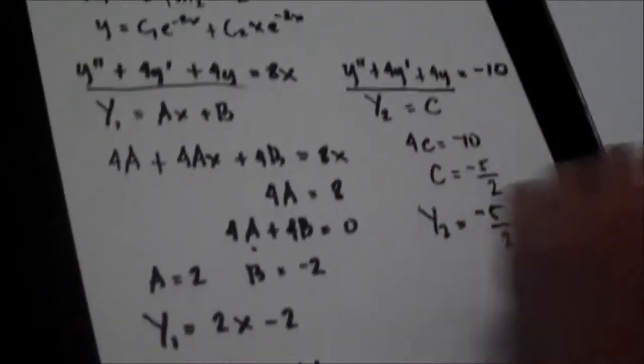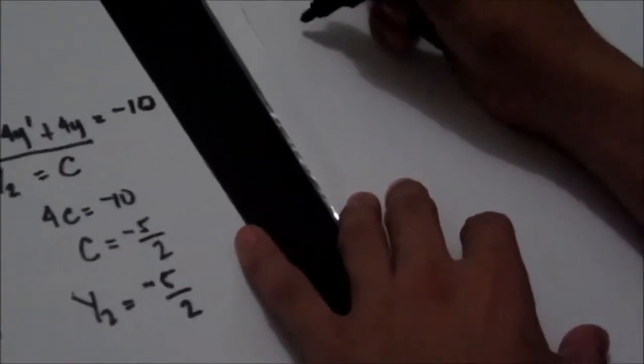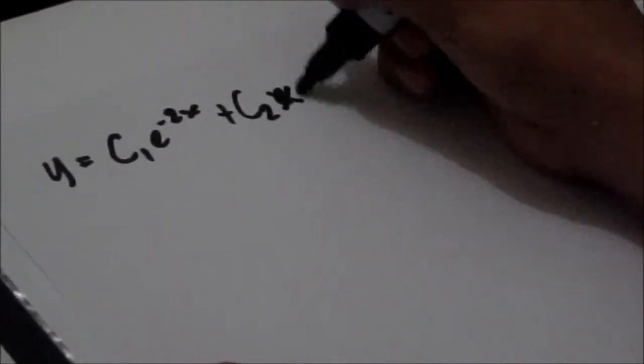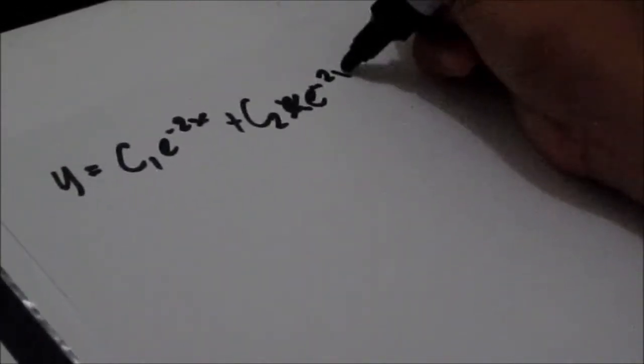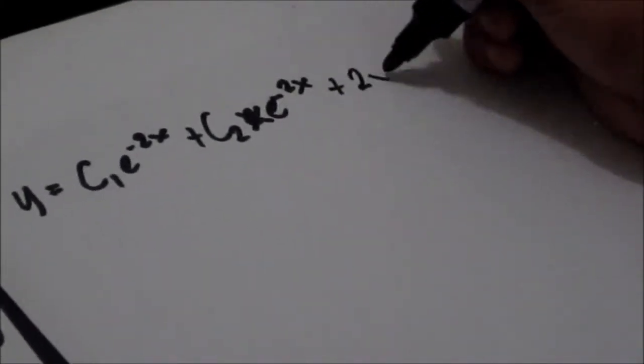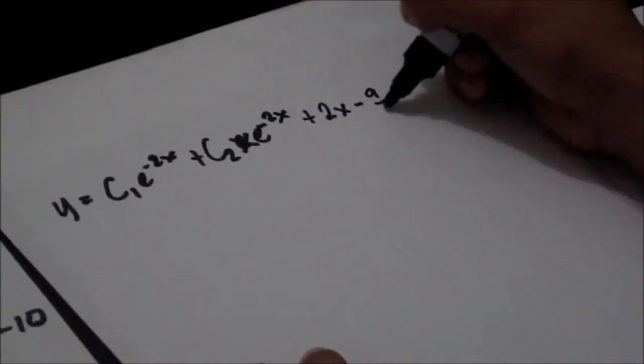And now since we have the complementary function and the particular integral, we can now have the complete solution of the non-homogeneous differential equation, which is y = c1 e^(-2x) + c2 x e^(-2x) + 2x - 9/2.